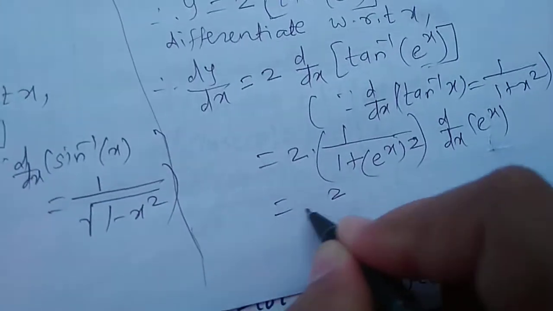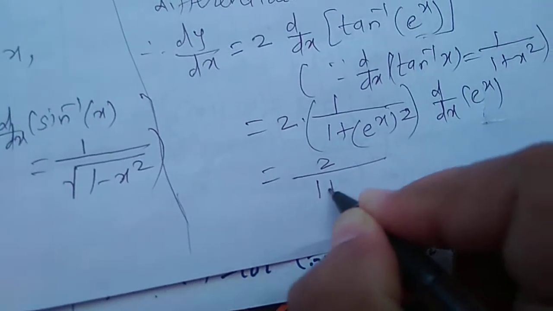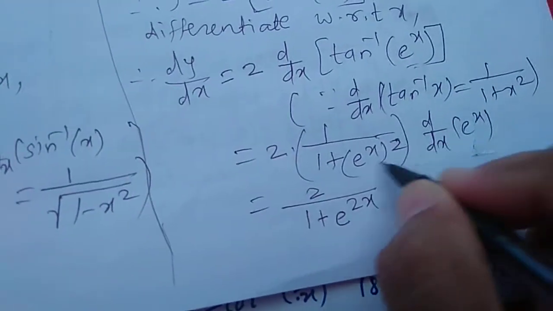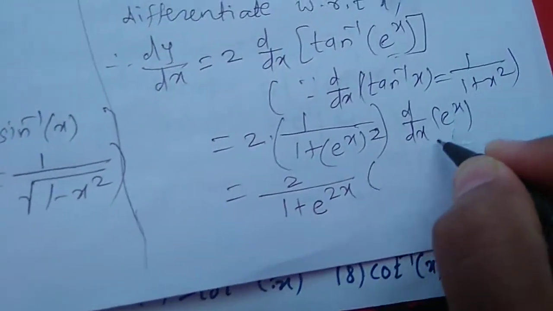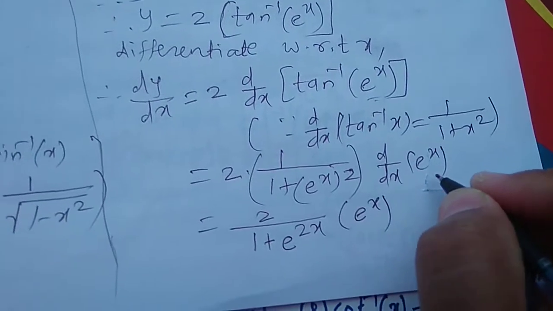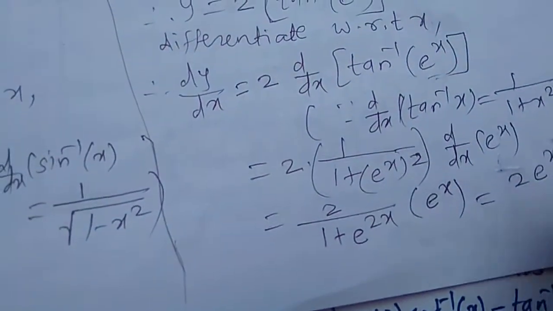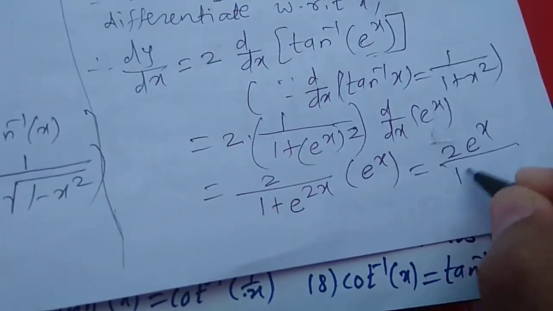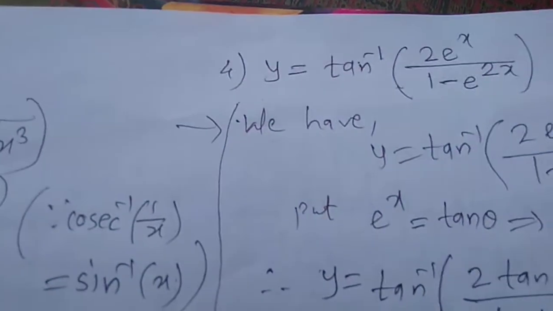So 2 into 1, that is 2 upon 1 plus e raised to x square. It means we can write 1 plus e raised to 2x. Multiplication of this power x into 2, that is 2x, that is e raised to 2x. And again derivative of e raised to x, that is e raised to x, and derivative of x with respect to x, that is 1. Therefore here we got e raised to x, and therefore 2 into e raised to x, that is 2 e raised to x upon 1 plus e raised to 2x, which is the derivative of given function y is equal to tan inverse of 2 e raised to x upon 1 minus e raised to 2x.